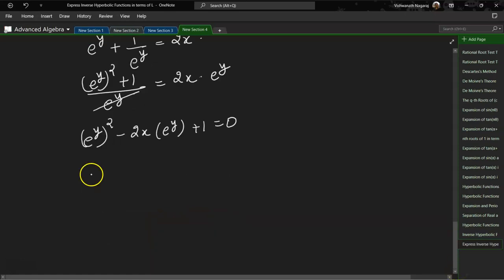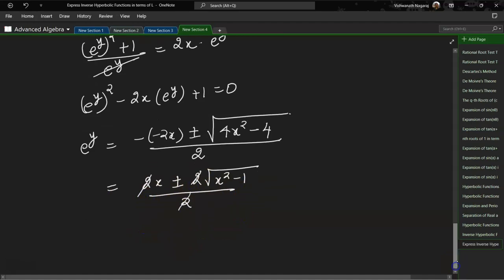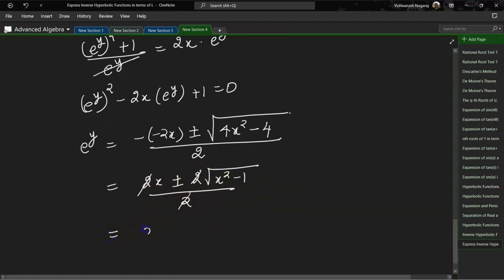Since we have a quadratic, we can apply the quadratic formula. So e to the power of y is equal to minus b, so minus 2x plus or minus square root of b square, 4x square minus 4ac, so minus 4 by 2a. So this becomes 2x plus or minus 2 square root of x square minus 1 by 2. The 2 cancels, and we are left with x plus or minus square root of x square minus 1.